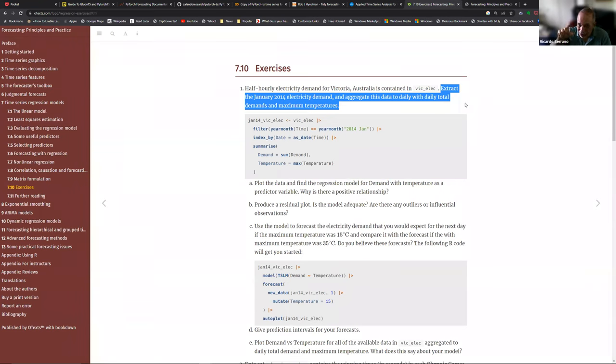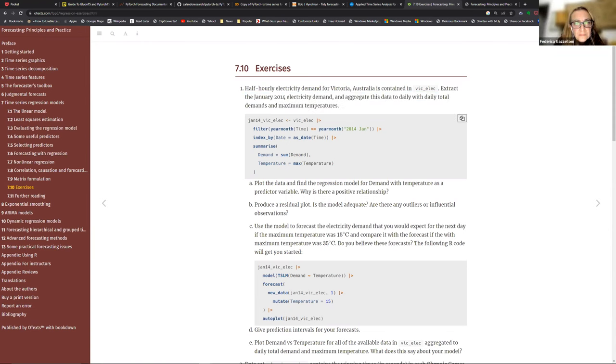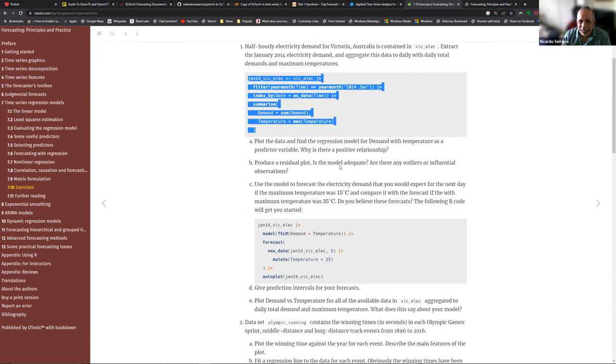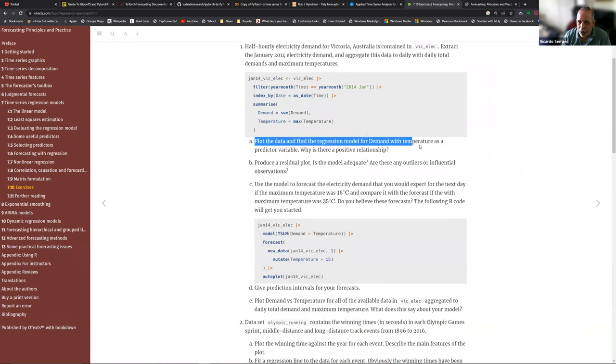And there's another regressor there that is temperature, which is a predictor. For temperature, you're going to choose the maximum from that particular day. And the author helps you and gives you the script to get that information subsetted the way that he described.